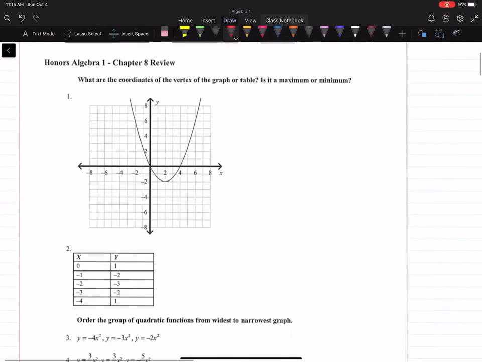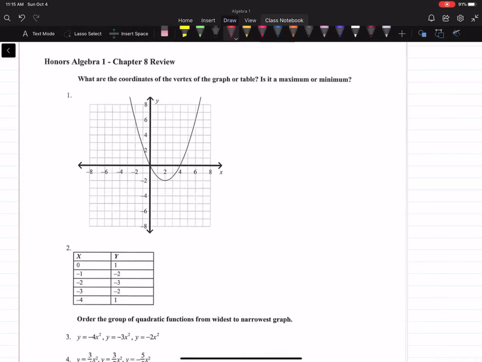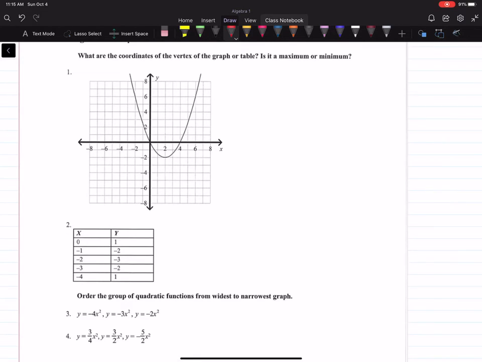Alright, so number 1, what are the coordinates of the vertex of the graph? Is it a maximum or a minimum? To do this, very simply, the vertex is where it starts changing direction. So there's my vertex right there. I just label that point. The vertex is (2, -2). And to answer, is it a maximum or minimum? That is the lowest point it will be, so it is a minimum.